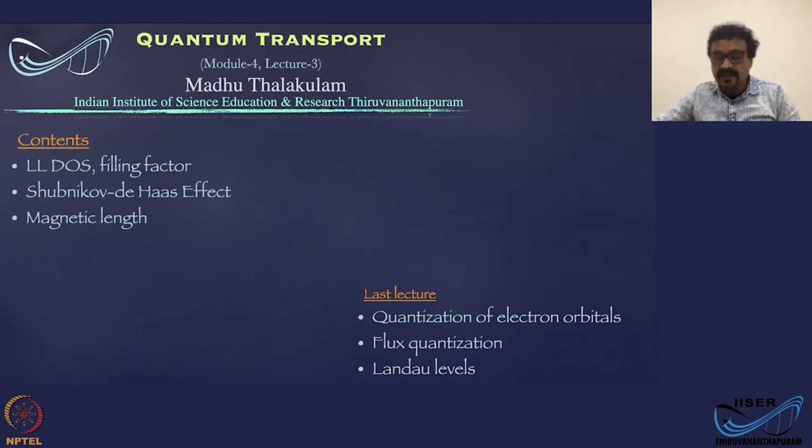In the previous lecture, we discussed the quantization of electron orbitals, how the orbitals are quantized in the K space and how they are quantized in the real space, and how these orbitals are related to the magnetic field and the carrier concentration, flux quantization, and we also introduced the concept of Landau levels and also Landau tubes in the 3 dimension.